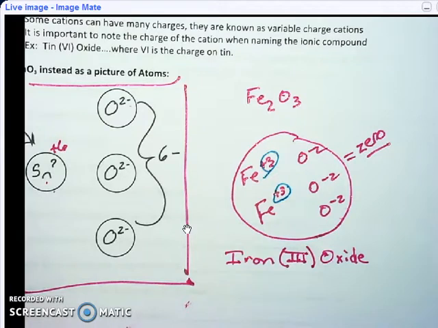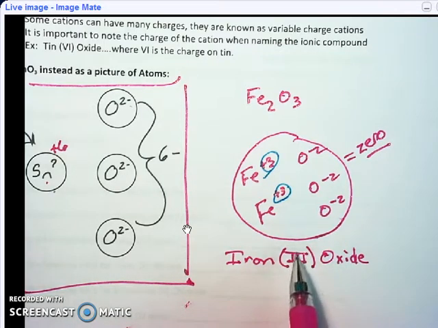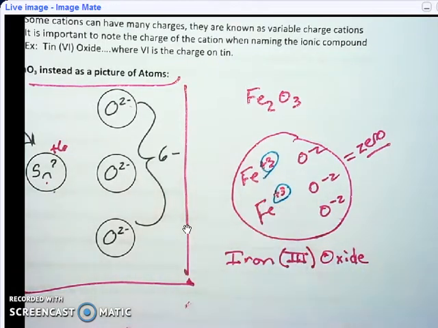Yes, ma'am. Okay. So that Roman numeral tells me the charge on the metal ion. That's all it tells me. It does not tell me how many I have, which a lot of people start making that mistake.